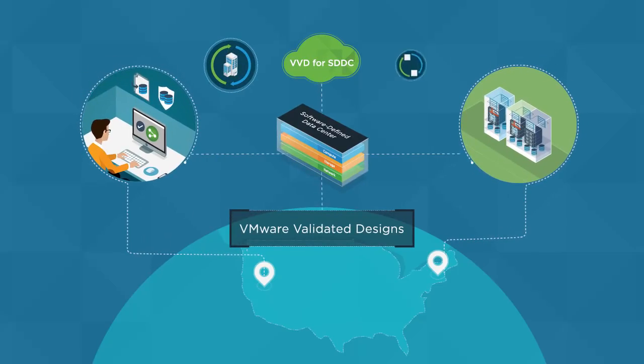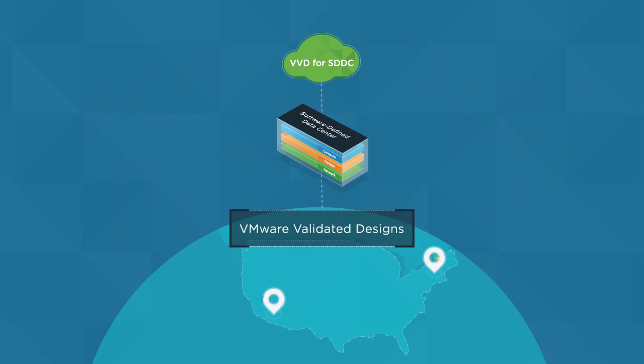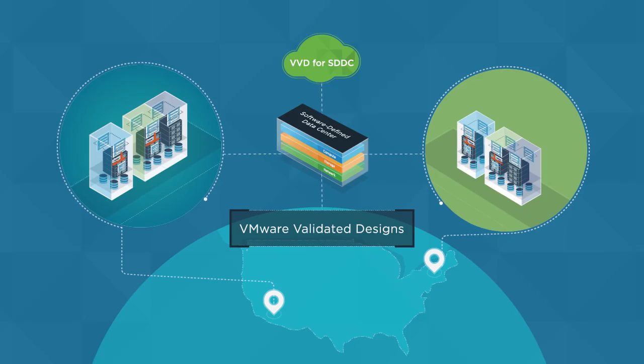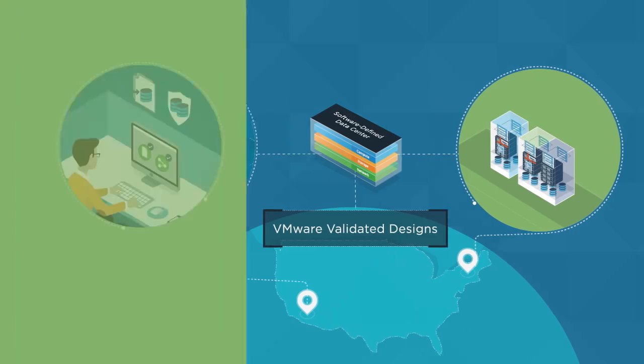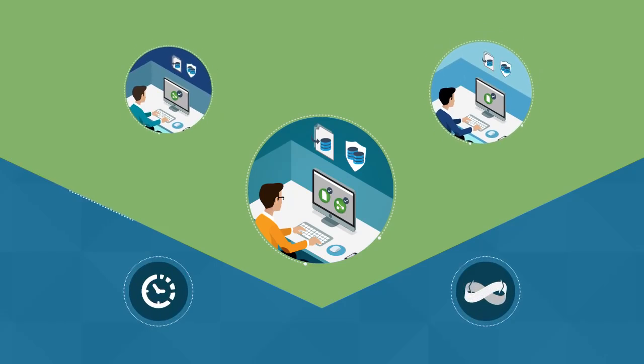Business continuity and disaster recovery are essential for the modern data center. The dual region model of the VMware Validated Design for Software-Defined Data Center extends the SDDC across geographic regions. This protects against catastrophic events and ensures that IT delivers the availability and resiliency required to support the most critical applications and workloads.